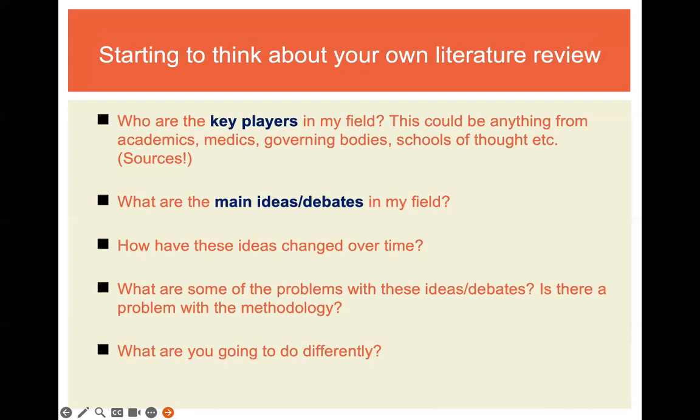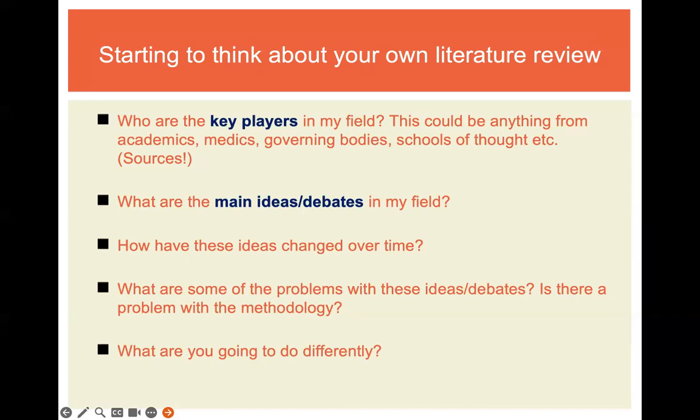So that if you wanted to do philosophy, metaphysics for that matter, you need to be able to cite at least the important thinkers in the field. And that could be anything from academics to medics to governing bodies, schools of thought, and etc. That means know the important sources. Again, I will repeat, you cannot not cite the important thinkers or key players in the field.